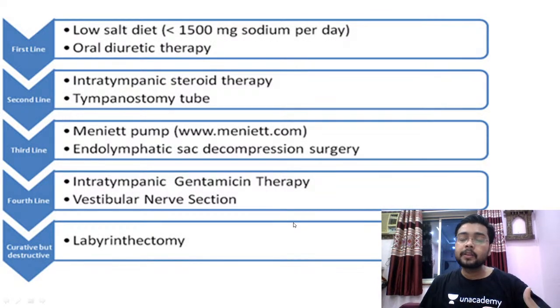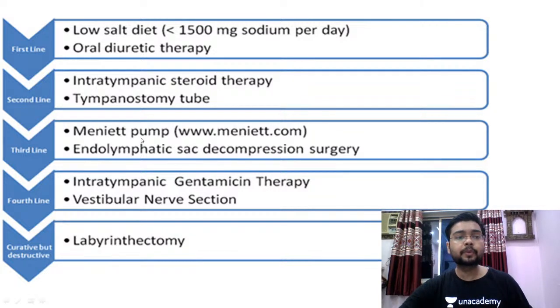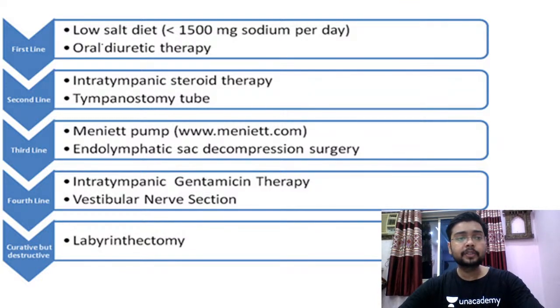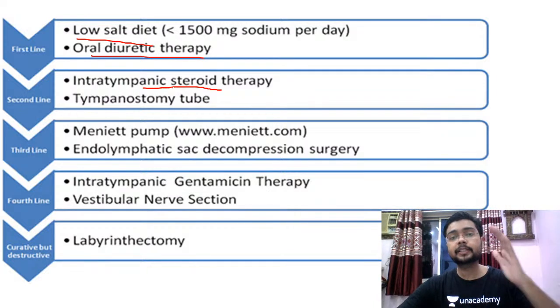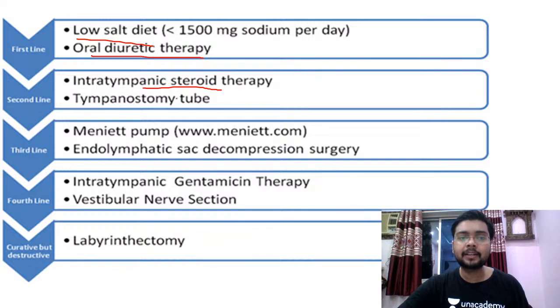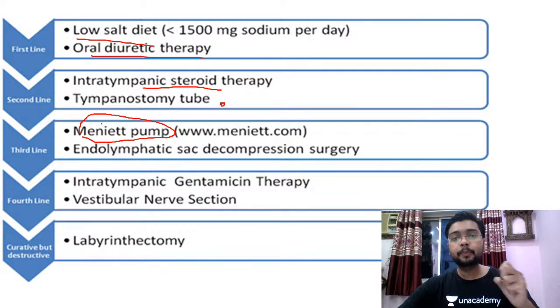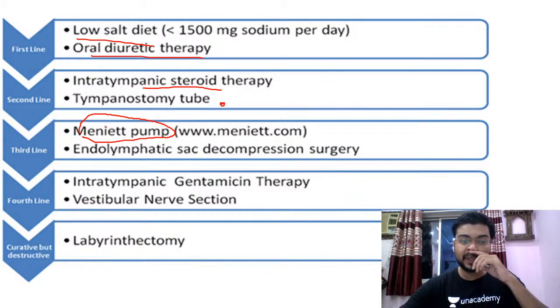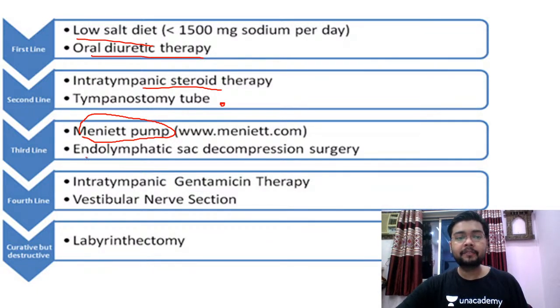Now coming to the protocol, what you will do. First you will start the patient on the first line of treatment, right? So you will start the patient on low salt diet and oral diuretics. Second, if the symptoms are still not relieved, you will try intratympanic steroid therapy. You will place a tympanostomy tube and give some medication. There is one instrument that is called the Meniett pump. It provides some positive pressure to relieve the sac distension. So you can use a Meniett device to relieve, and finally you can do an endolymphatic sac decompression surgery.